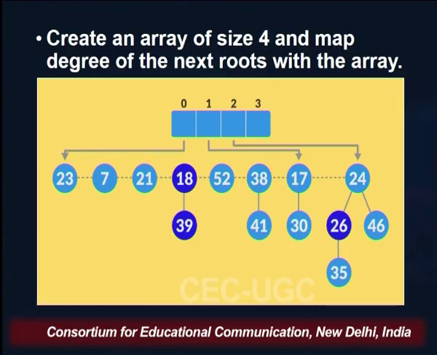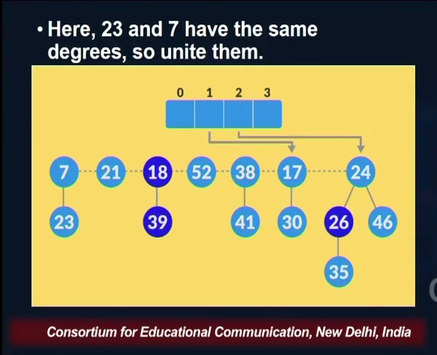So what kind of consolidation am I talking about? Let us see that. Here, 23 and 7 have the same degree, so we need to unite them. As 23 is the bigger value, because we need to follow the min heap structure, 23 is going to be the child and 7 is going to be the parent. So 23 and 7 we have united.